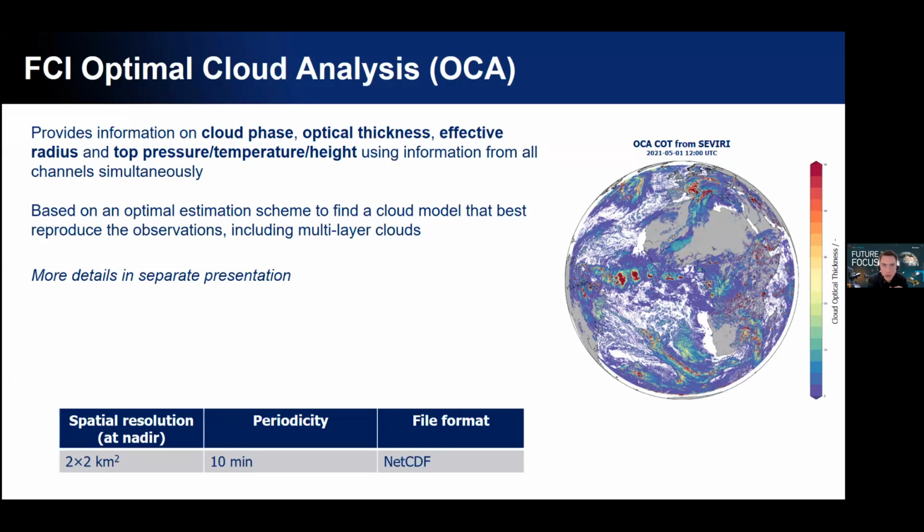And this also includes multi-layer clouds. We have, for example, ice clouds or liquid water clouds, or even if we have dust or ash, it can also derive information if we have a dust cloud over another feature or another cloud below it. Here it's also 2 by 2 kilometers, as is the case for most products, and it comes in every 10 minutes and also in that NetCDF format. And on the right, you see one example. Again, it's from SEVIRI because that's what we have running now, with a cloud optical thickness from OCA.